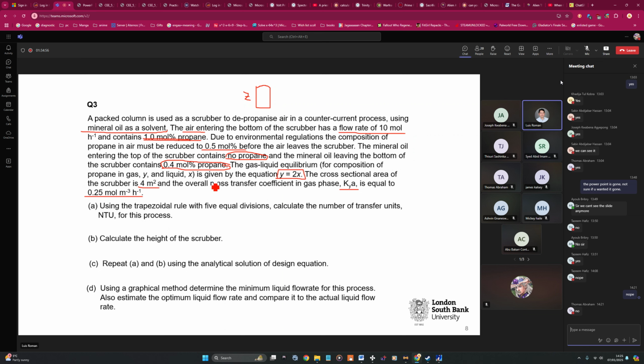So overall, we are interested in finding the height of this gas absorption column. So we need to calculate HTU and NTU. And remember, NTU is the term which has some integral in it. So part A says that you have to use the trapezoidal rule, considering 5 equal divisions to calculate this NTU.